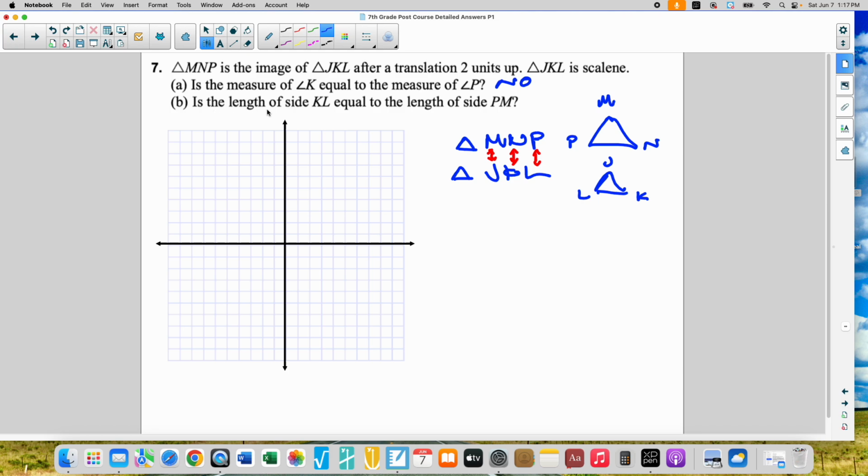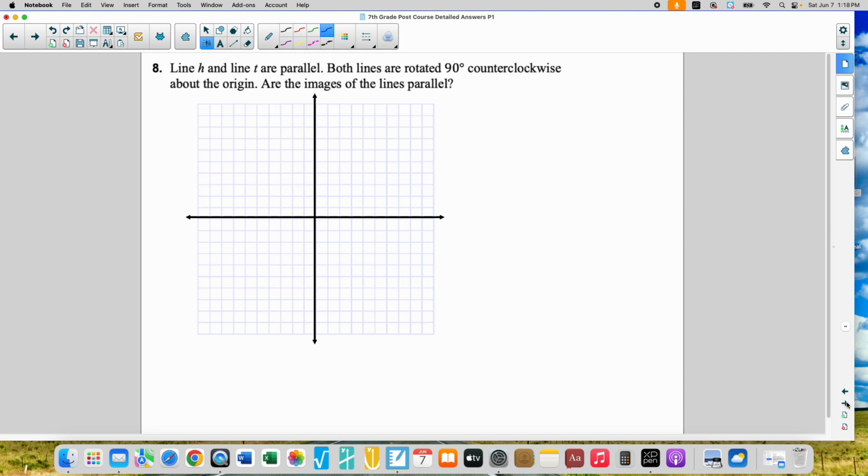That's a big no. Is the length of side KL equal to the length of PM? Nope. KL corresponds with NP. So that's also no. So corresponding angles, corresponding sides, corresponding all these things. So when we say angle MPN, you're talking about angle JLK. Corresponding parts, corresponding pieces.